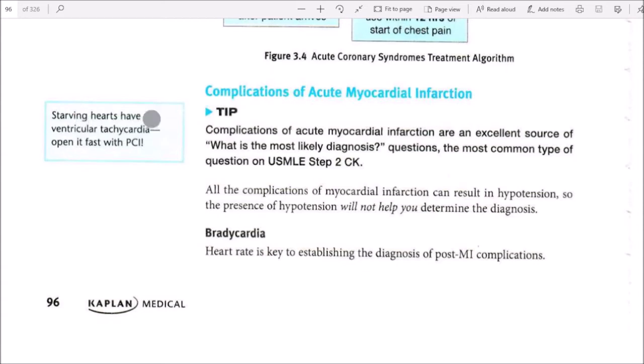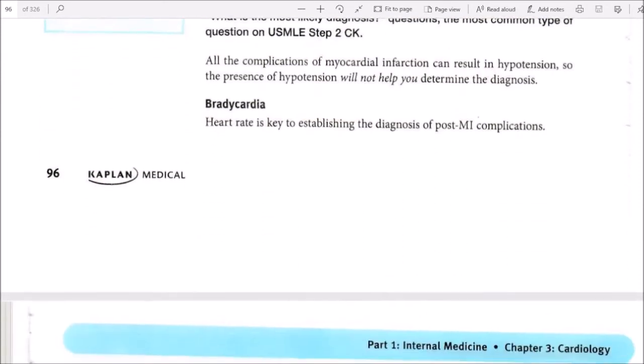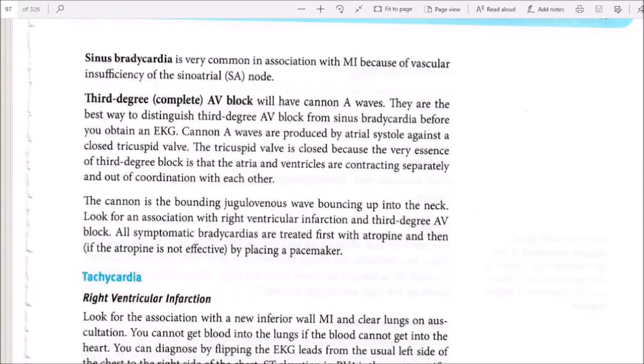Heart rate is likely to help establish the diagnosis of post-MI complications. Ventricular tachycardia: open and fast with PCI. Bradycardia: silent bradycardia is very common and associated with MI because of vascular insufficiency of the SA node. Third degree complete AV block will have cannon A waves. They are the best way to distinguish third degree AV block from silent bradycardia before you obtain an EKG.